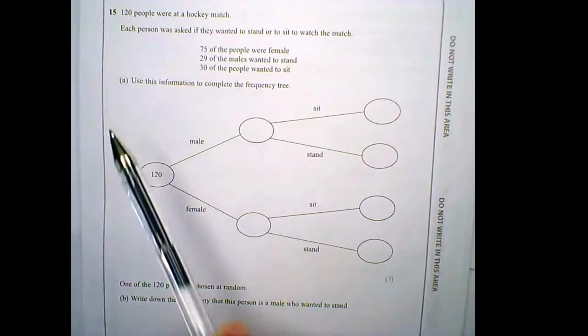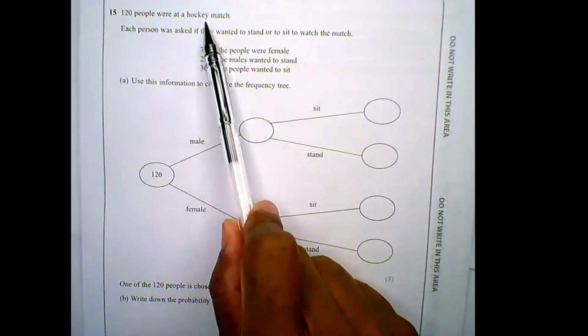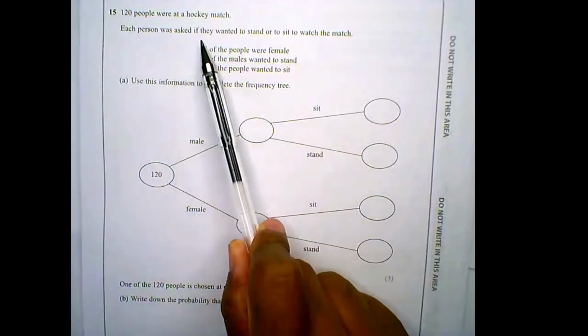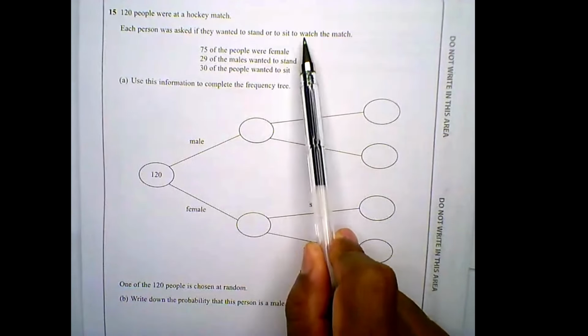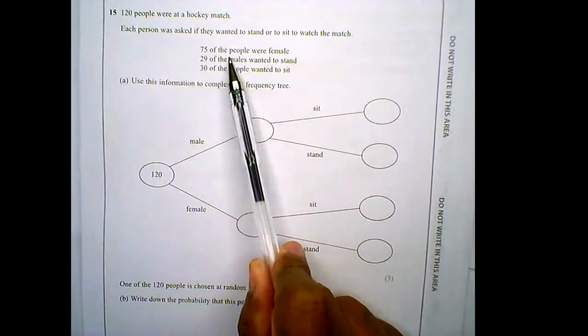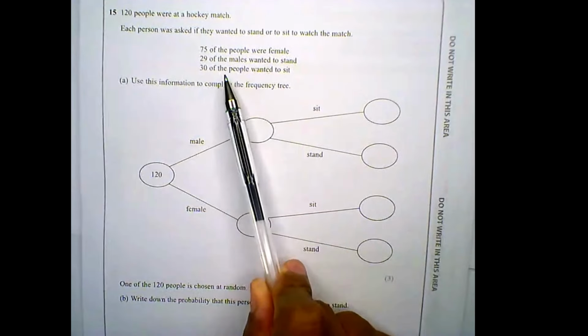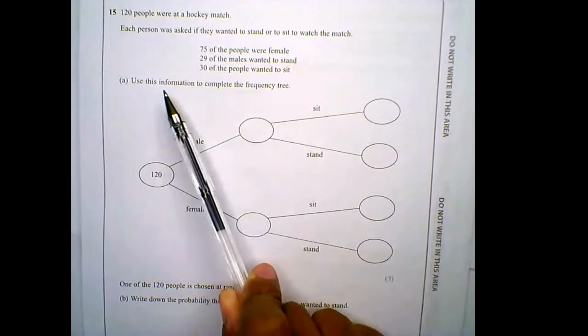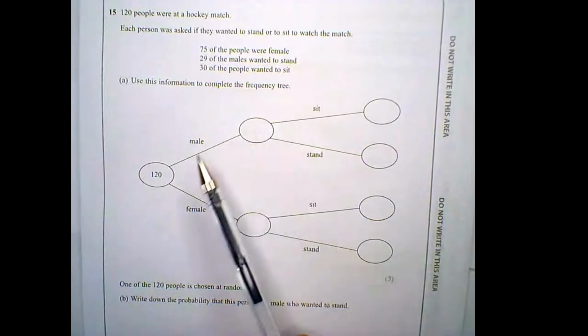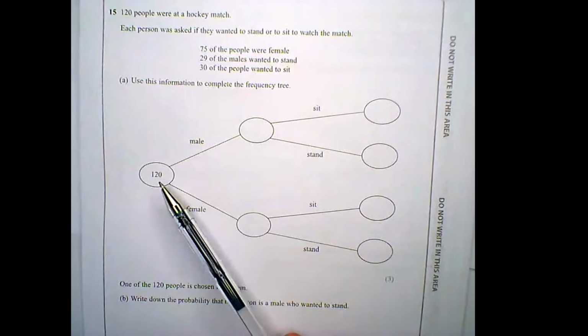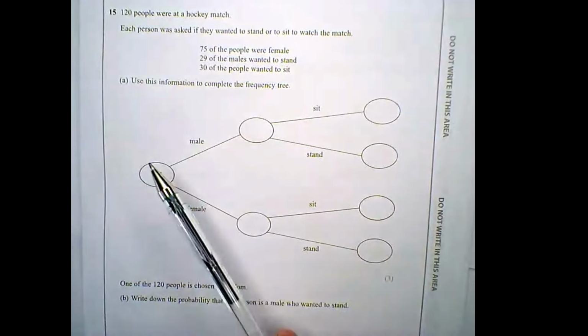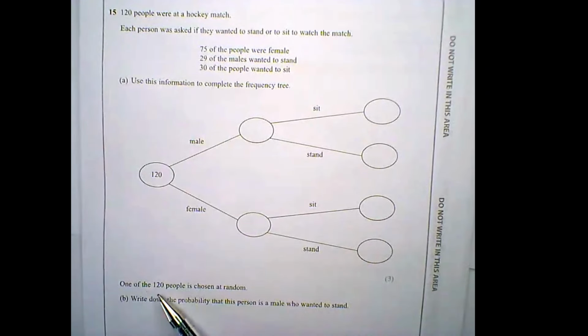So we've got 120 people were at a hockey match. Each person was asked if they wanted to stand or to sit to watch the match. 75 of the people were female, 29 of the males wanted to sit down. 30 of the people wanted to sit. Use this information to complete the frequency tree. So we've got the frequency tree, 120 here, so this matches with this.